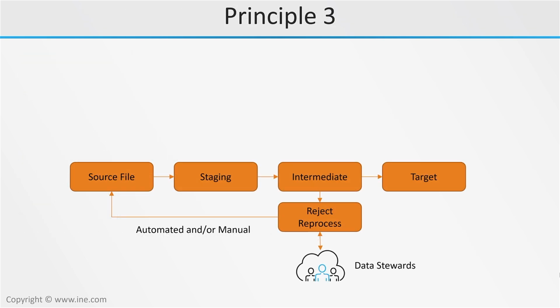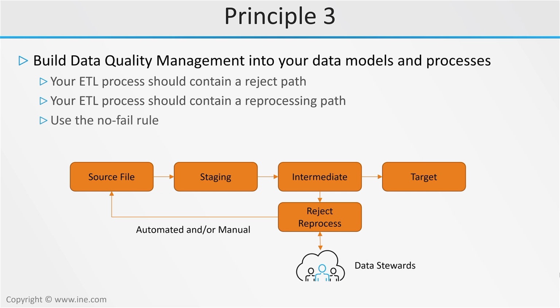So let's explore Principle 3 just a little bit further. This course will show you how to develop what I call the no-fail rule. This is a reject and reprocessing pathway that ensures that data will always be complete and the data issues are visible to the users, but not a hindrance to them using the data in downstream applications and reports.